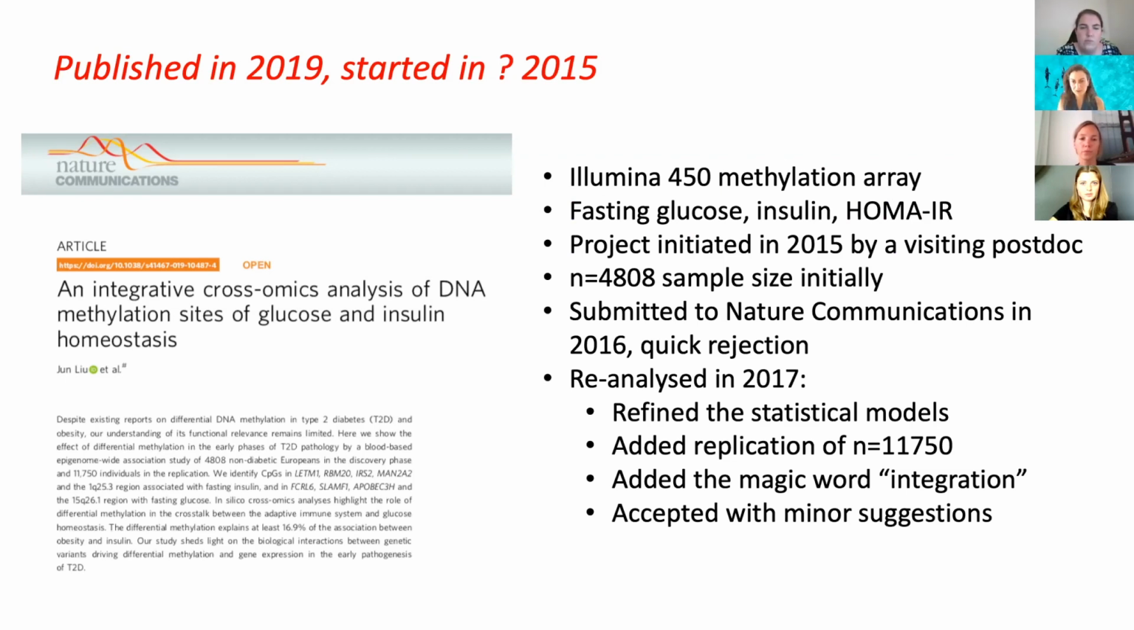So initially it was an Illumina 450 methylation array, because back then there was no EPIC array in the market at that moment. So what they did is they performed an EWAS on fasting glucose, insulin, and insulin resistance measured by HOMA. So it was initially 4,808 samples. I think this includes 2 Rotterdam Study cohorts, and Twins UK, and I believe NTR.